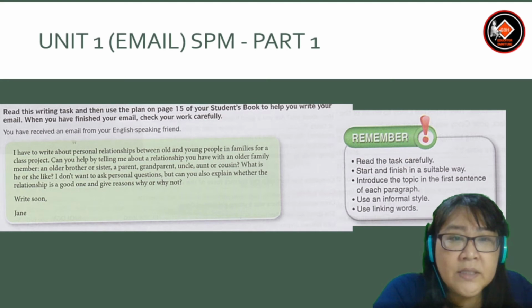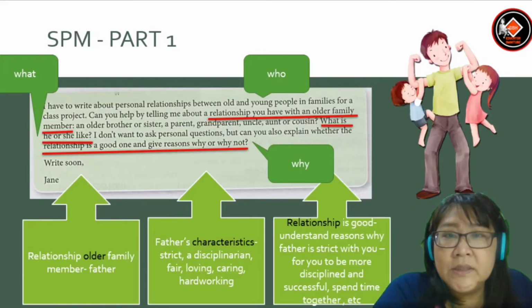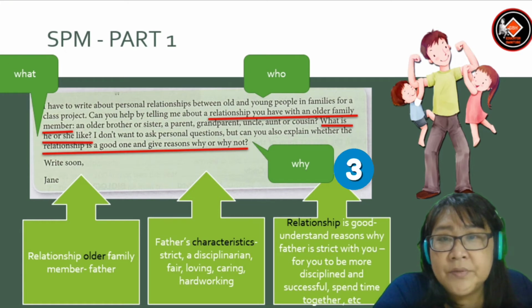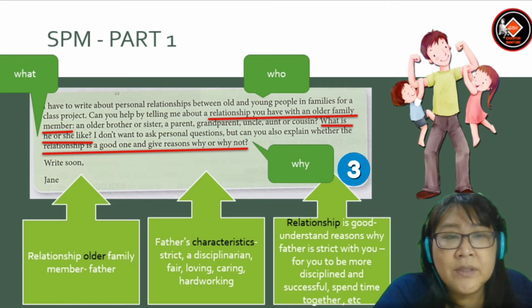Here, you have to read the task carefully, and start and finish in a suitable way. Introduce the topic in the first sentence of each paragraph, and use an informal style. For example, use short forms or contractions, and remember to use linking words. Let's look at the first question: write about a relationship you have with an older family member. So this is who. Then what is he or she like? This is what. It is about the personalities, traits, or characteristics. And the last question, whether the relationship is a good one and give reasons why or why not. This is the question why.